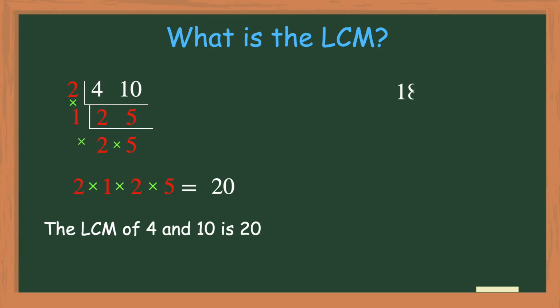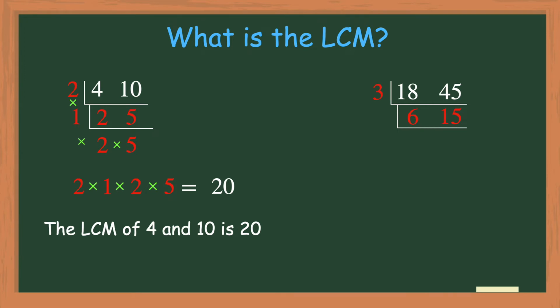Now let's find the LCM of 18 and 45. Again, I need to choose a factor that both 18 and 45 share. I know that 3 divides evenly into both of them, so I'll place the 3 outside of the ladder. Now I'll divide. 18 divided by 3 is 6, and 45 divided by 3 is 15.